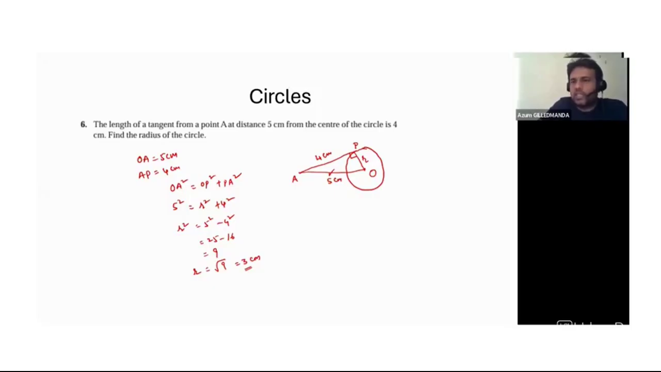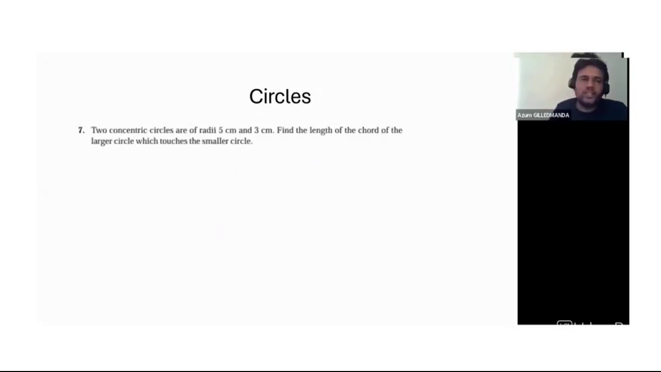So it's very simple. We need to know that the tangent and the radius make 90 degrees and that forms a right angle triangle. Just apply Pythagoras. Okay, let's see another one. This needs a little more understanding, and we need to apply more knowledge for these type of problems.